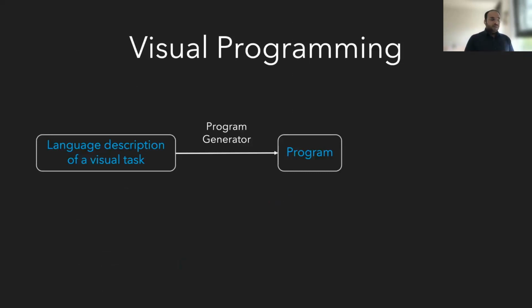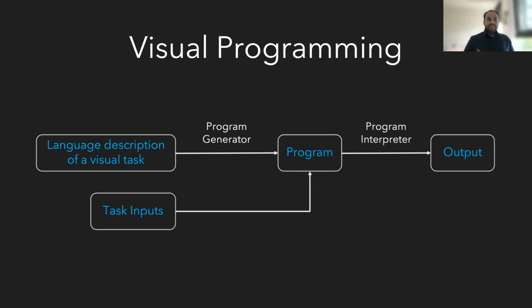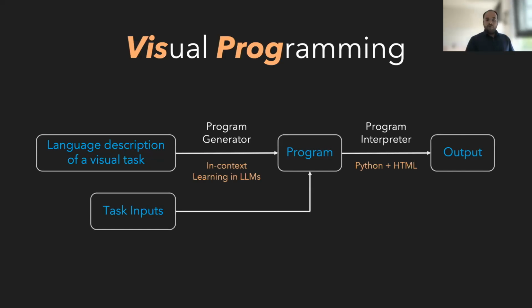And that is what visual programming is about. So you begin with a natural language description of a task, and then use a program generator to generate a program that's then executed on the task inputs using a program interpreter to get the output. So it's a general framework, and then the specific implementation of it is what we call VisProg, where we use in-context learning in LLMs to generate the programs, and Python with a little bit of HTML for visualization to produce outputs.